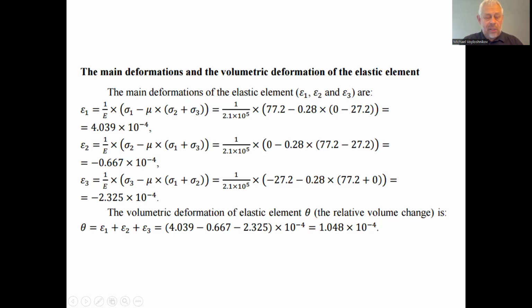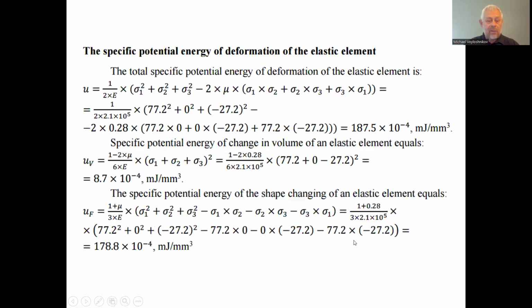Okay, and what is the deformation of the elastic element, the volume change? We have the formula: the volume change is equal to the total of three linear deformations, meaning deformations in the directions of the main stresses. So together the volume deformation theta is equal to 1.04 multiplied by 10 to the power minus 4. Next question is, what is the specific potential energy of deformation of the elastic element?